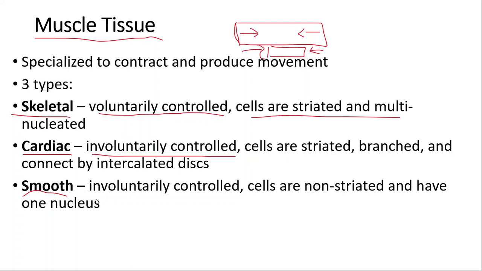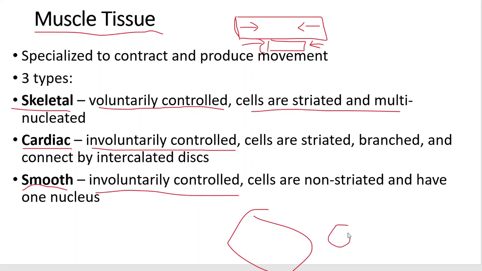And finally, we have smooth muscle, which again is involuntary controlled. These guys are going to be the muscles that we don't control, like the muscles that control how wide our blood vessels are, contract them. These are the muscles that push things through our GI tract and so forth.